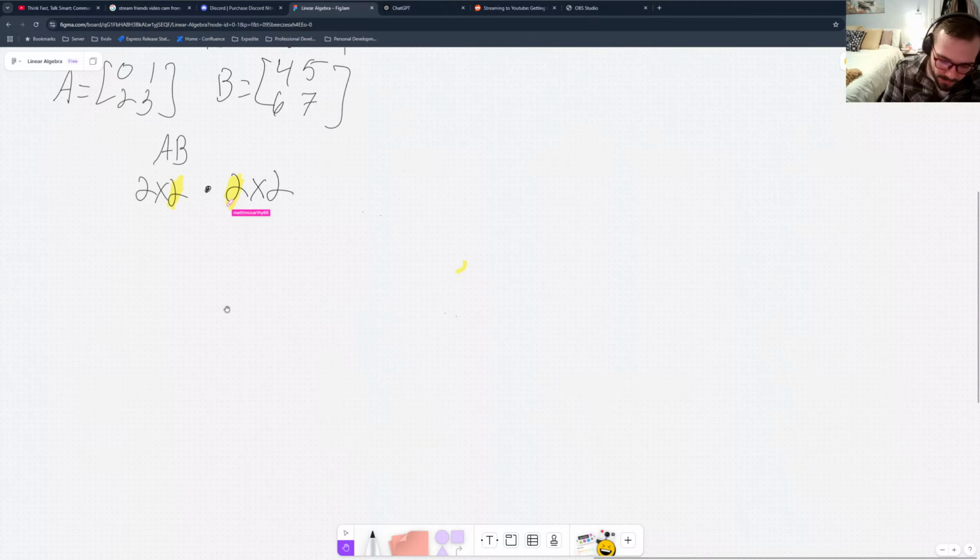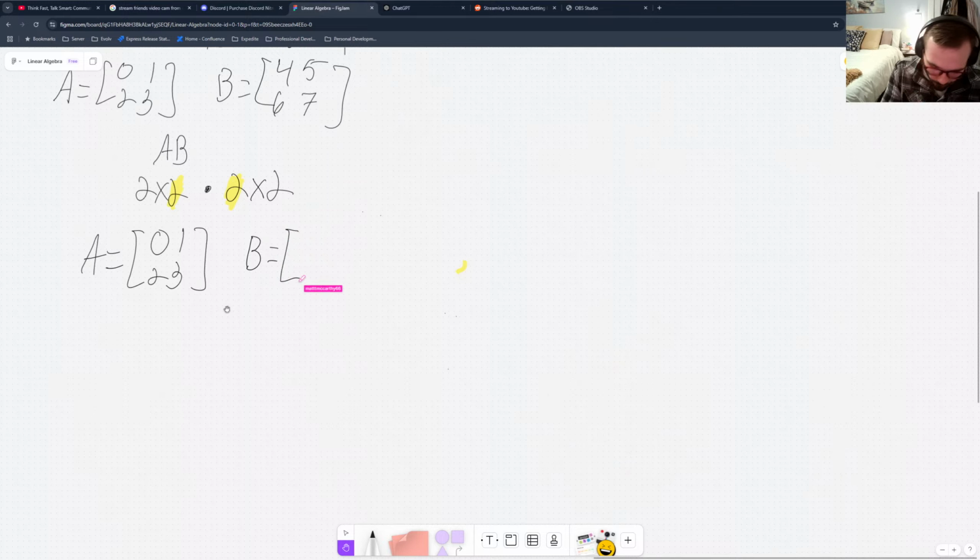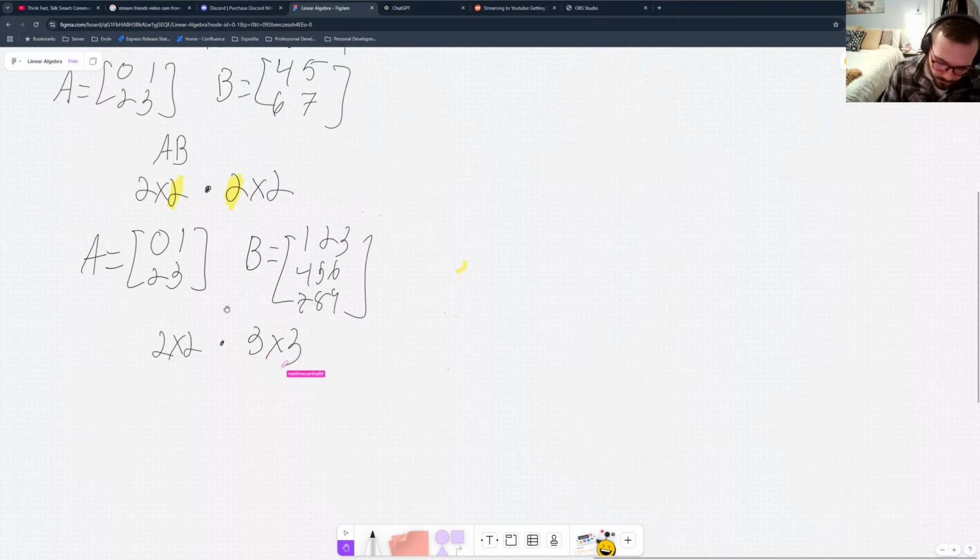But if I had a different matrix, 0, 1, 2, 3, because this is a 2 by 2 times a 3 by 3, and 2 is not equal to 3, you're not allowed to do this. Okay?